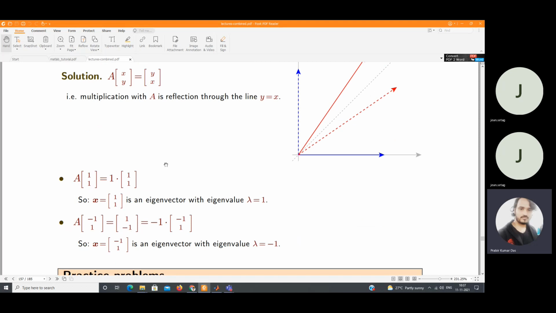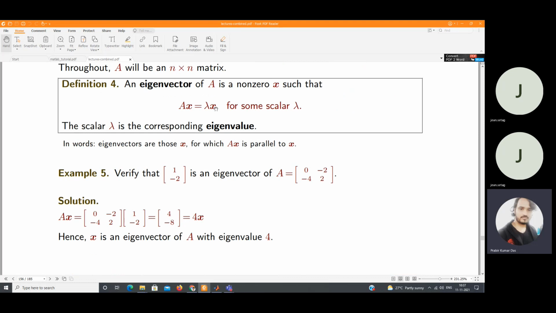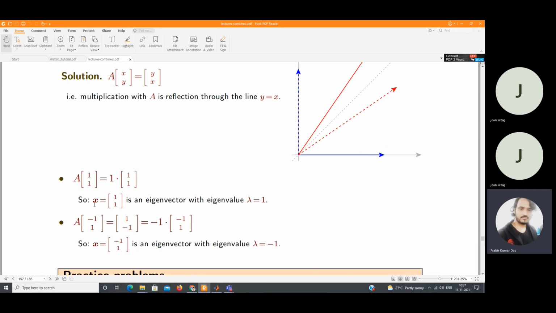So suppose A is a matrix. Now this is the equation: A into x equals lambda into x. See this equation. What does it mean? It means that this x is an eigenvector with eigenvalue lambda, where lambda equals 1.